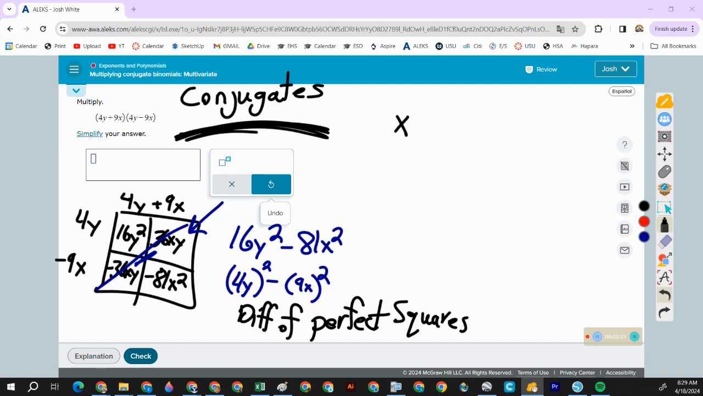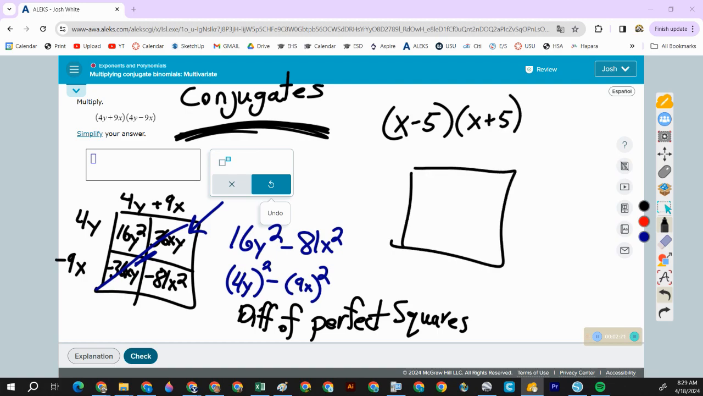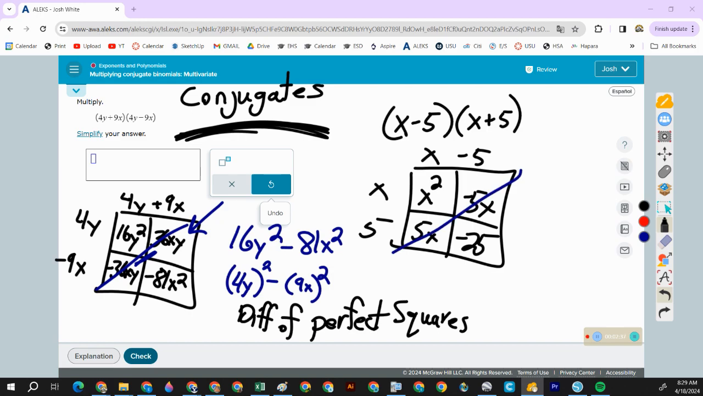So if I had the conjugates x minus 5 times x plus 5, when I put those in the multiplication box, I get x squared, negative 5x, 5x, and negative 25. The middle term cancels, and I get x squared minus 25. And notice that is x times x minus 5 times 5. That is a difference of perfect squares. And a difference of perfect squares results every single time you multiply conjugates together. Okay?